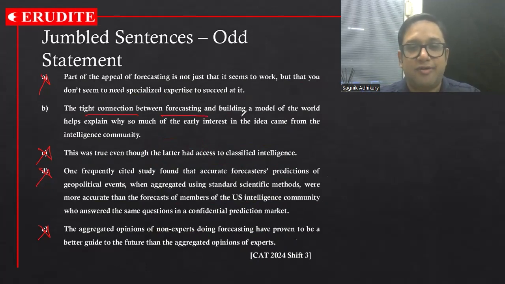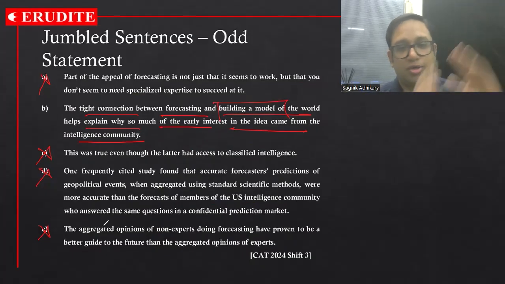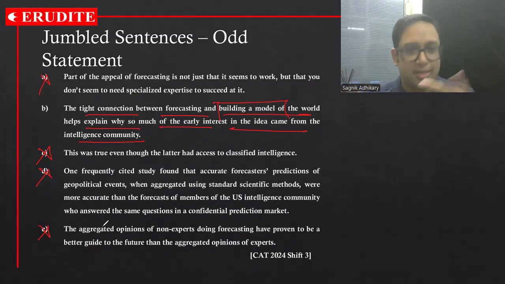The tight connection between forecasting and building a model of the world helps explain why so much of the early interest in the idea came from the intelligence community. One, this is talking about forecasting and building a model, the connection between that. Second, it is talking about the early interest in the idea of forecasting, which does not correlate with the rest of the statements, because the rest of the statements are drawing this comparison between experts and non-experts and saying that non-experts, even those who did not have access to classified intelligence, made better and more accurate predictions. This is talking about something else entirely.